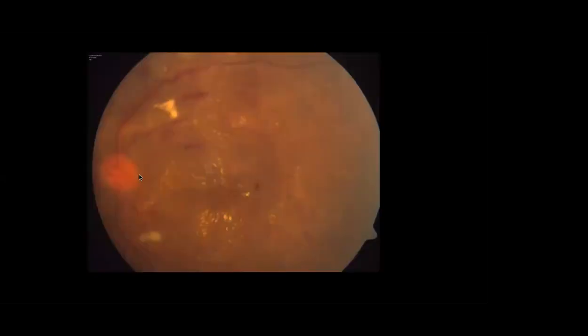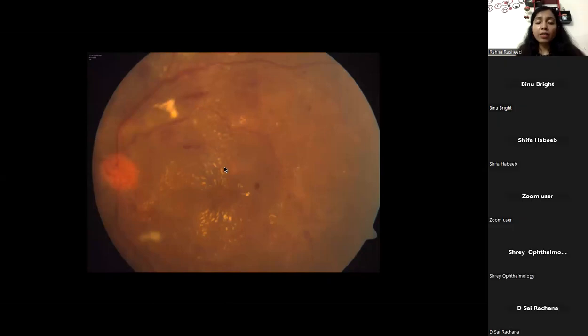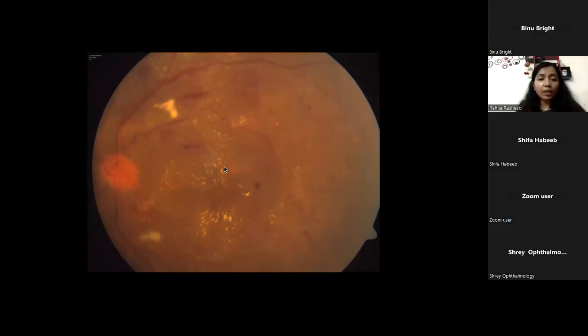In the left eye, on the other hand, again, there are tiny new vessels here on the disc. This one is a cotton wool spot. These are superficial hemorrhages. Here you can see that there is an occluded vessel, blot hemorrhages. Then here you can see a lot of hard exudates and thickening. So it is a case of proliferative diabetic retinopathy with diabetic macular edema or CSME.